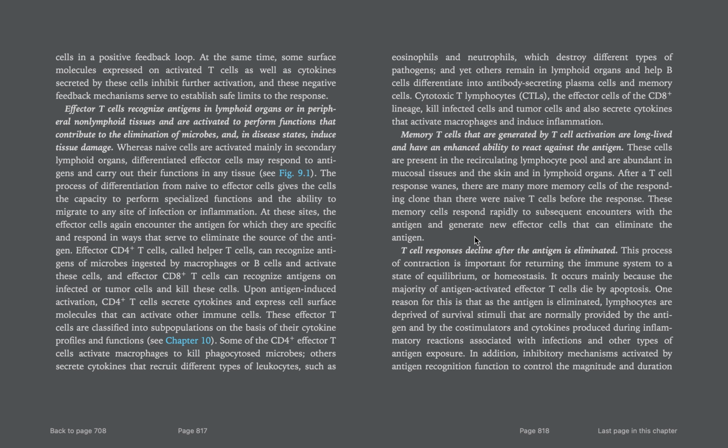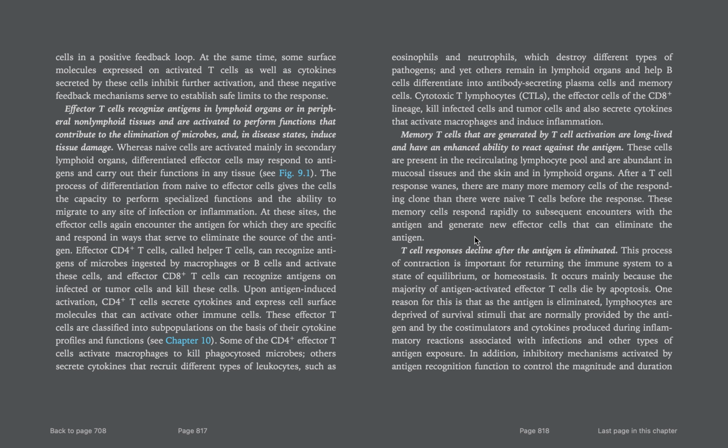Effector T cells recognize antigen in lymphoid organs or in peripheral non-lymphoid tissue, and they are activated to perform functions that contribute to the elimination of microbes and, in disease states, induce tissue damage. Whereas naive cells are activated mainly in secondary lymphoid organs, differentiated effector cells may respond to antigen and carry out their function in any tissue.